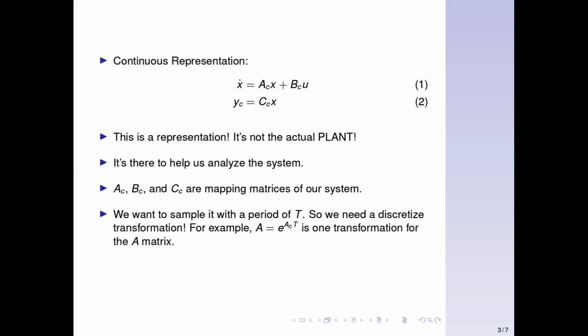However, here's the twist. Real-world scenarios often require us to work with discrete time, necessitating the sampling of the system's behavior at regular intervals. This is where the discretization process comes into play. It's like converting those smoothly moving gears into precise ticking motions, much like a clock. The transformation involves matrices A, B, and C. One common approach to discretize the A matrix is by using the formula A equals e to the power of A subscript C times T, where T represents the sampling period.